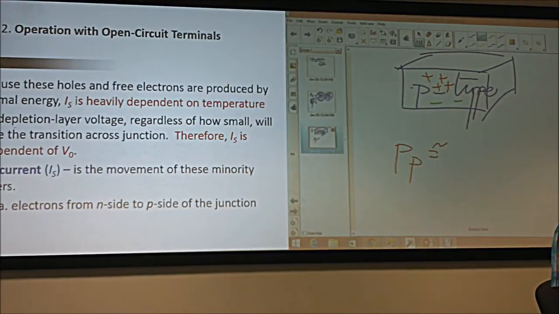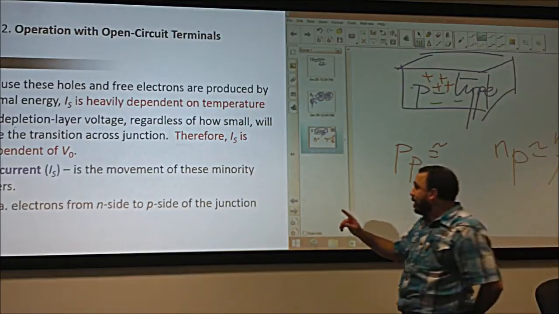These are majority. Now I need the minority. And the minority here in the P type are electrons. So how to write their density? NP. NP is equal to how much? Who knows? n_i squared over N_A. Very good. I'm sure you have opened the slide now, right? Good, very good.